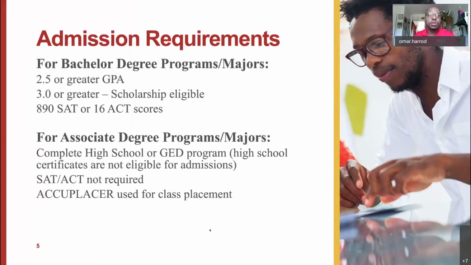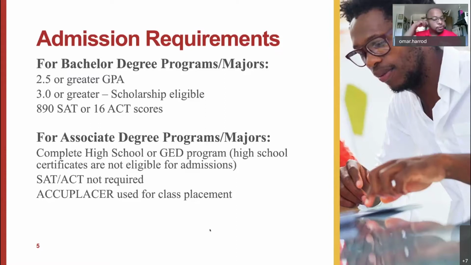Currently we were using your SAT or ACT scores. So if you had an 890 or better on the SAT or 16 on the ACT, then that would get you admission to the bachelor's degree programs, as well as if you have a 3.0 or better, you're also automatically admitted to the bachelor's degree and you also qualify for a scholarship.